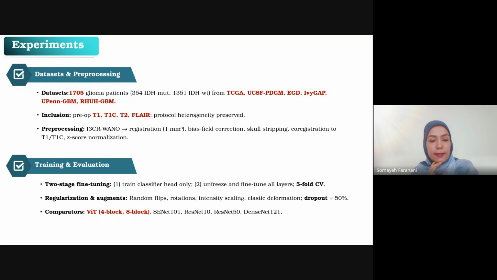For comparison, we benchmarked our model against several popular CNN-based models, as well as a foundation-based vision transformer, both with 4 and 8 block ViT models.